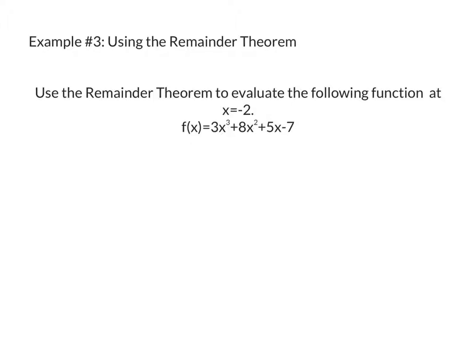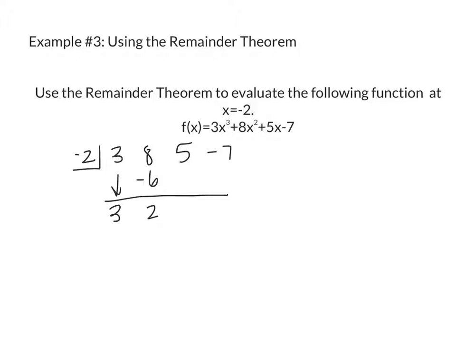So what do I mean? If we take this x minus 2, we can use this negative 2 on our box, and then we'll do our coefficients. The coefficients for cubed is 3, squared was 8, just x is 5, and then our constant is negative 7. So if we drop this down, negative 2 times 3 is negative 6, 8 minus 6 is 2. Negative 2 times 2 is negative 4, 5 minus 4 is 1. Negative 2 times 1 is negative 2, negative 7 plus negative 2 is negative 9.